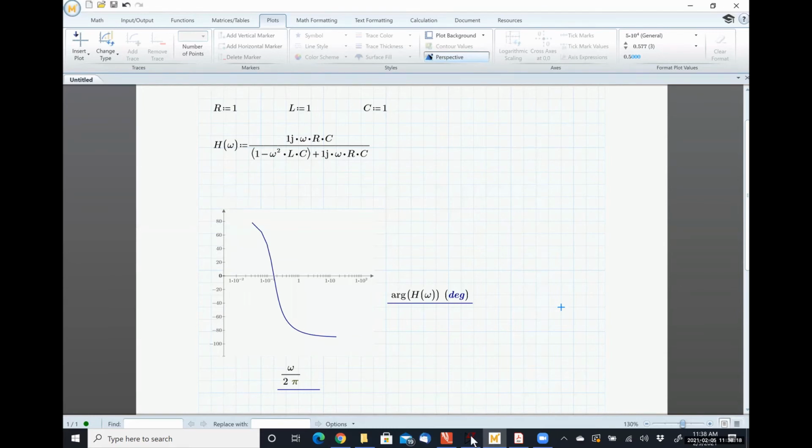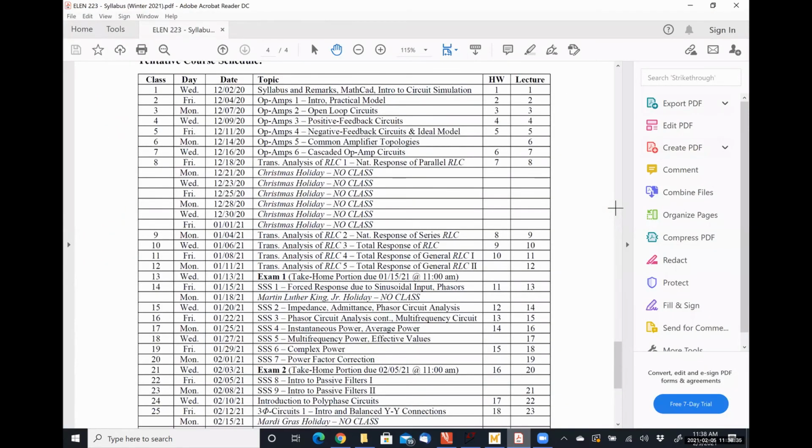And exactly what we're seeing. It starts up here at 90 degrees, at resonance it is 0 degrees, and then continues along. And we plot mathematical equations.